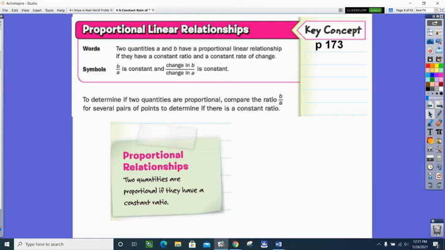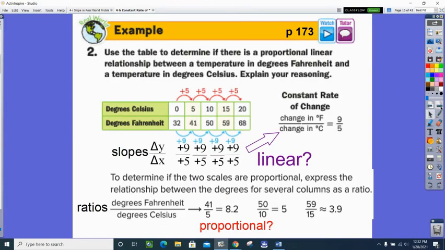Now, we're going to talk about the word proportional. Now, this was a 7th grade word. Like I said, I'm not sure if we're going to remember it, but basically proportional relationships, the two quantities are proportional if they have what's called a constant ratio. So I'm now going to show you an example of that. This is on page 173. And as we go along, I'm going to keep asking 2 questions. Is it linear? Is it proportional? I'm going to keep doing those.